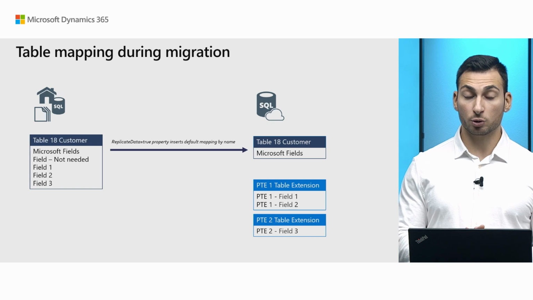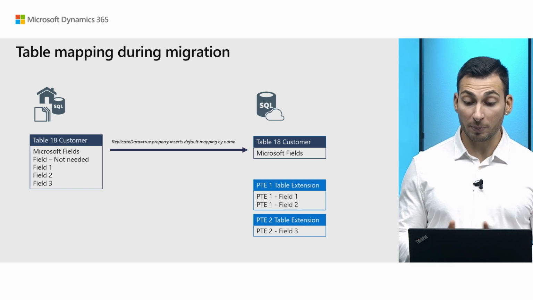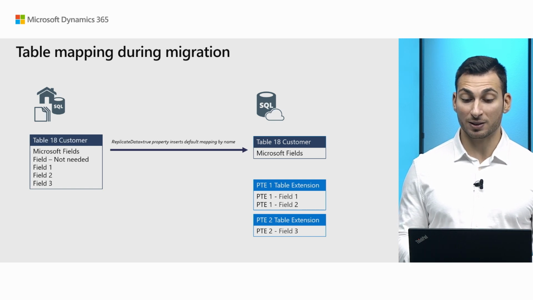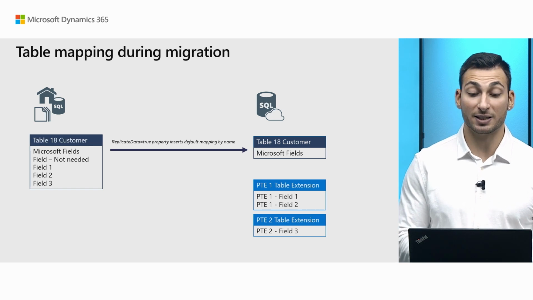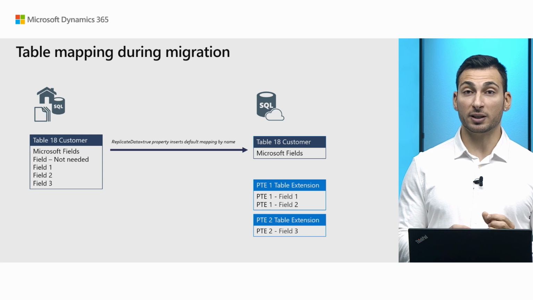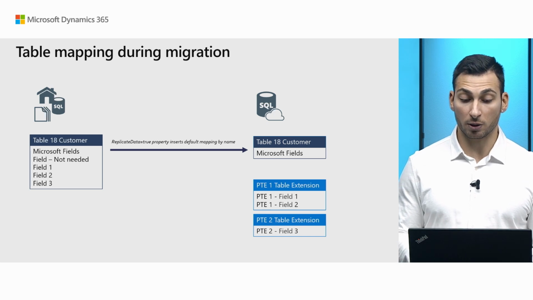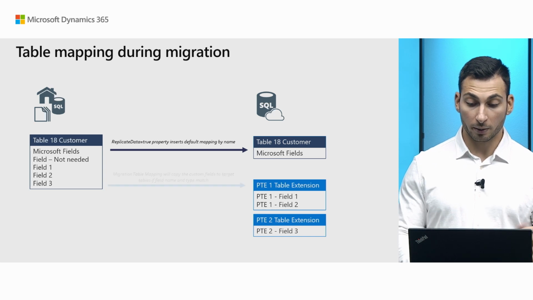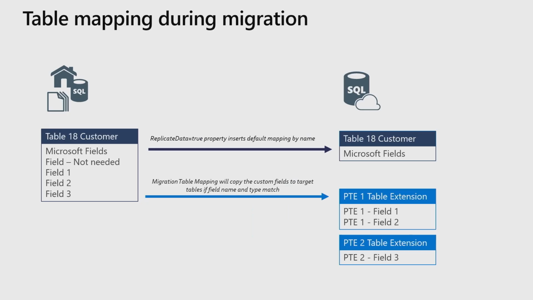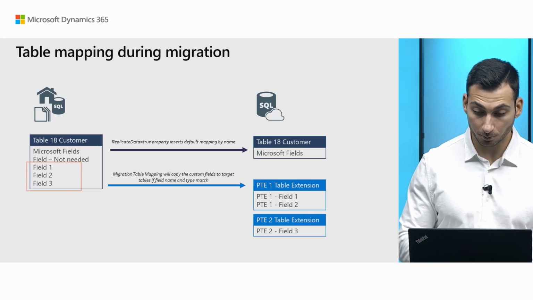And with regards to the Microsoft fields, the mapping of these fields between on-prem and SaaS happens automatically thanks to the replicate data property set to true. And this will take care of replicating the fields just because the field names and types exactly match. So the migration table mapping feature instead will be the one taking care of copying the custom fields to the target tables, again, if the field names and types match.